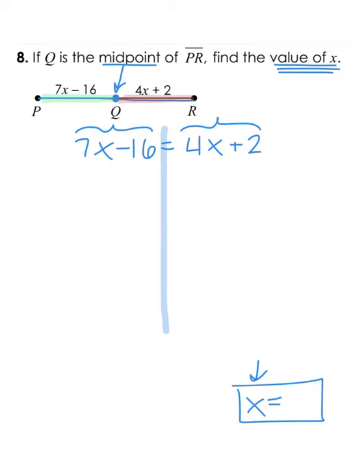So remember, we want all the variables on one side. I like to move them to the left. So that means I need to move this 4x term over here to the left. How do I do that? I take it away because 4x minus 4x is 0.